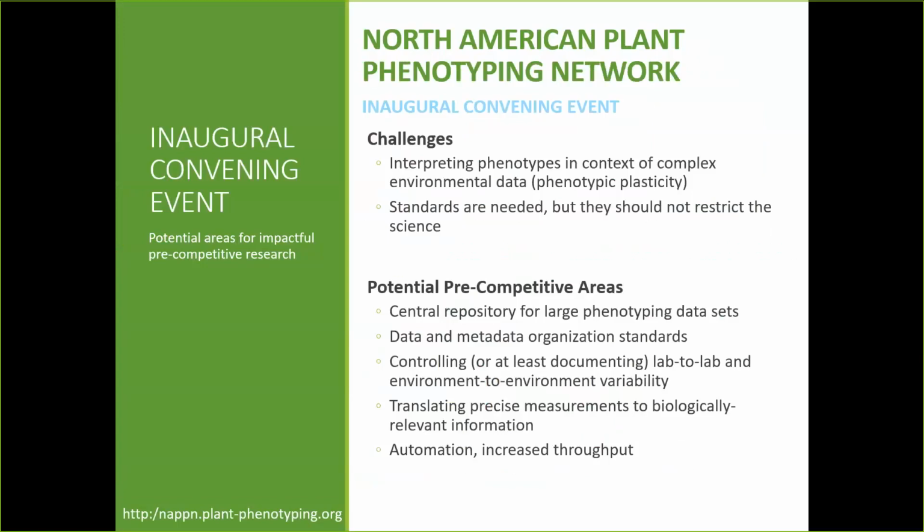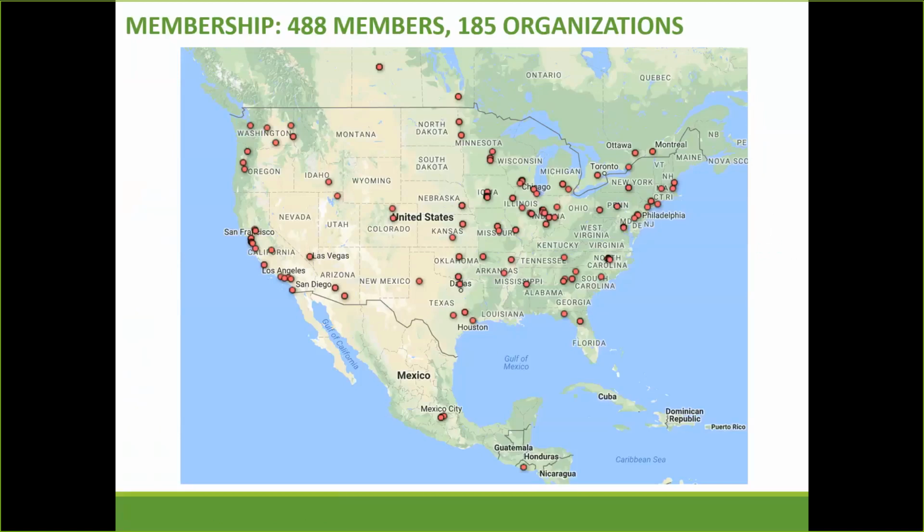So after that conference, this is data on our membership from January of this year, so about half a year old. I'm sure we have more membership now, but we had 488 members of the NAPPN from 185 organizations. So this is just the U.S. We have a really nice representation. Only a few states are not on this list.